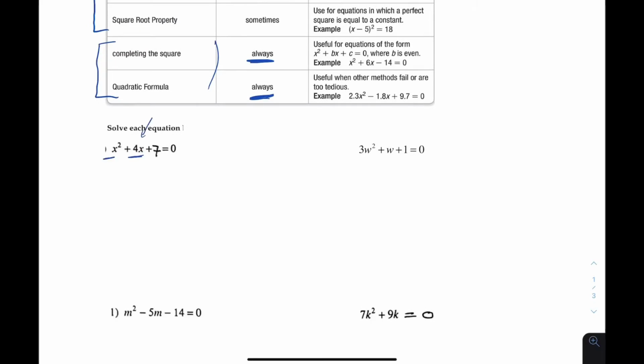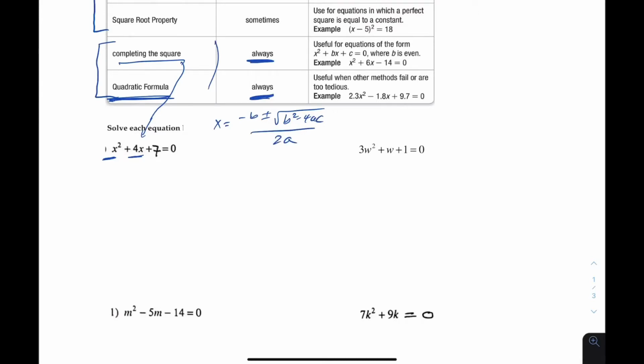That's usually the case where the best way to do it is by completing the square. When the middle term is even and the coefficient of the first one is 1, it's a really good way to complete the square. But this last thing is the quadratic formula, so we're going to do the quadratic formula. So x equals negative b plus or minus the square root of b squared minus 4ac, all over 2a.